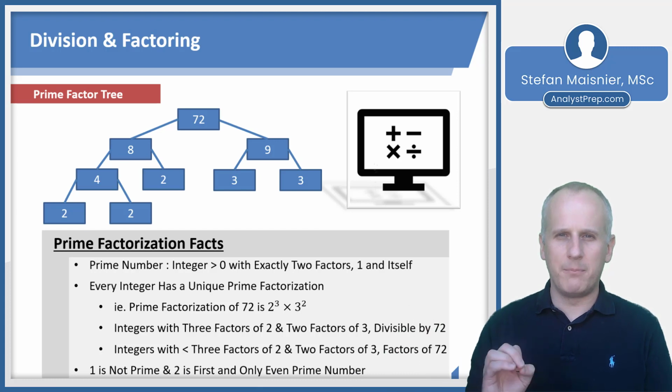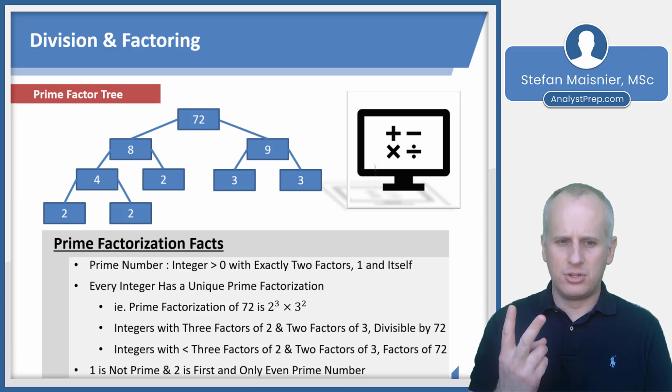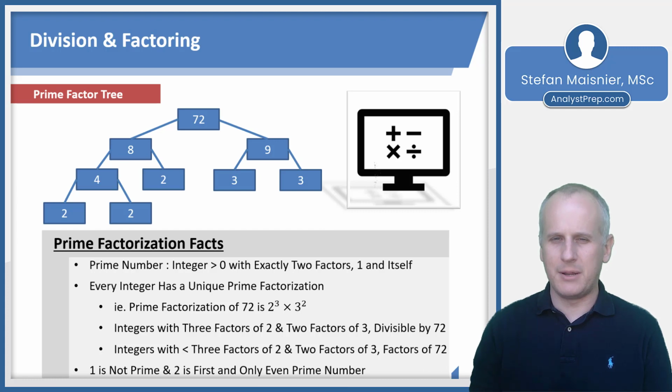And one thing to note about primes just by definition, 1 is not prime. 2 is the first and only even prime number. And the way we know this as a proof is that 1 has exactly 1 factor, itself. It doesn't have 2. And prime integers have 2 factors. So be very careful when you encounter prime numbers on the test. Don't assume that 1 is prime. In fact, it is not.